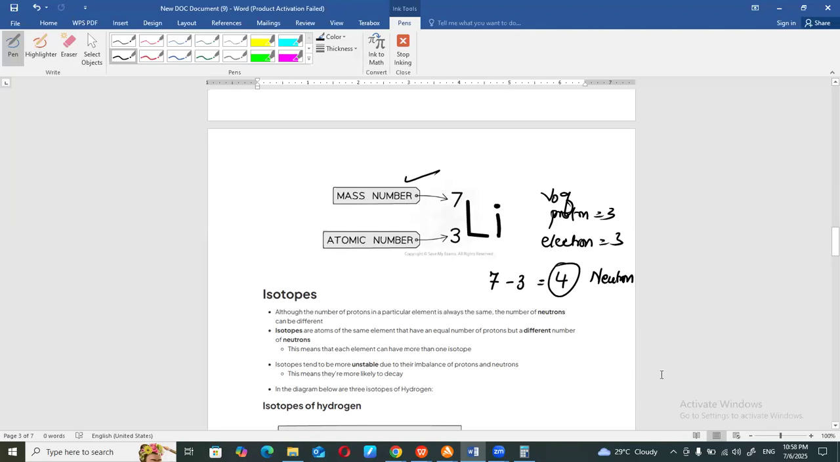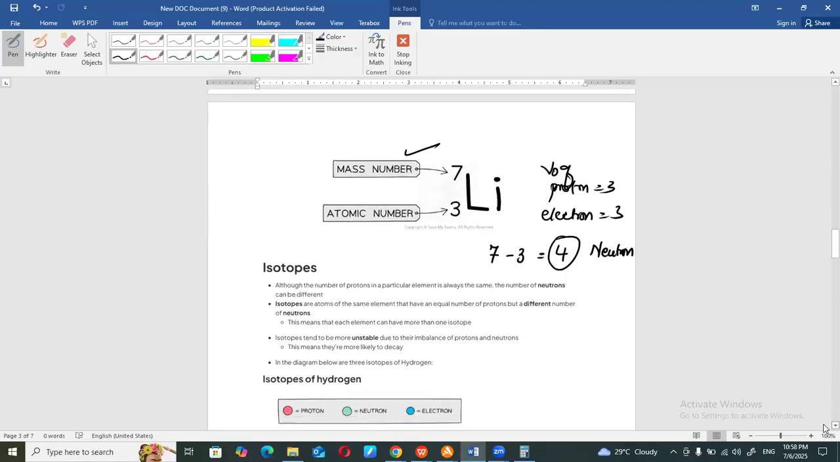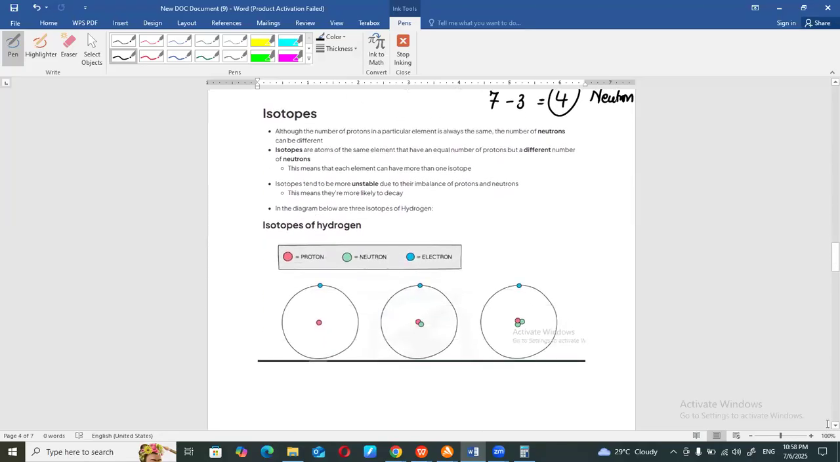Now, there is a small concept here as well, isotopes. What are isotopes? We already studied that. Isotopes are atoms of the same element which have the same number of protons but a different number of neutrons. Or you can say they have the same proton number but a different nucleon number due to a different number of neutrons.